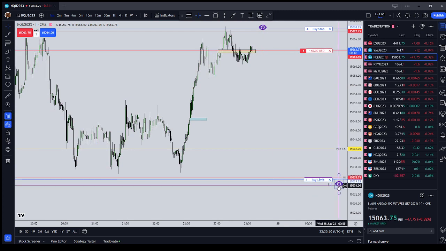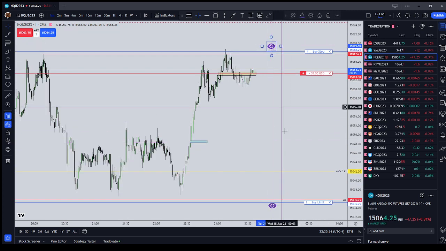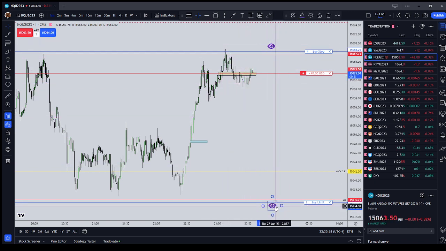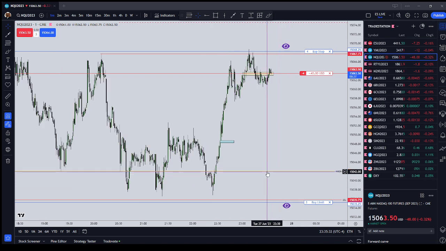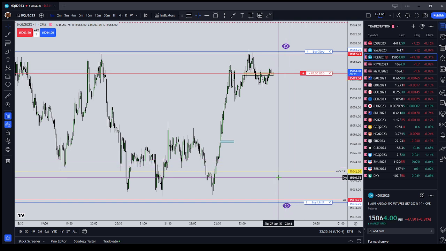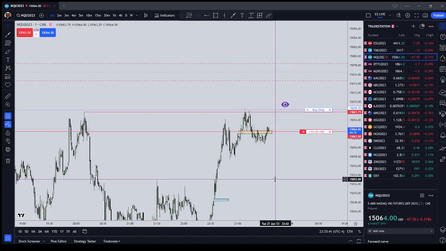My eye is firmly down here. I got two eyes right now because we're in a seek and destroy sort of environment, just clearing out both sides of the book. But my eye is down in a lower eye. I'm looking down at lower eye. I'm not seeing it.